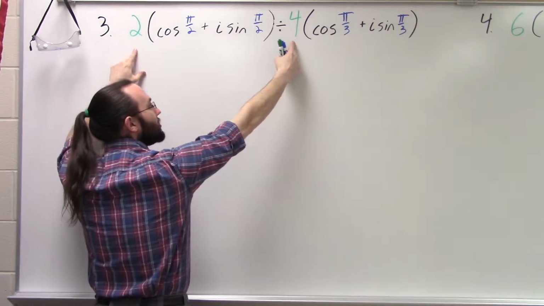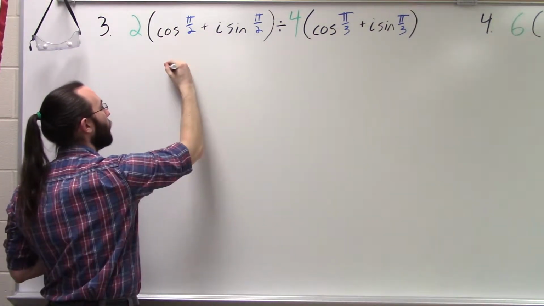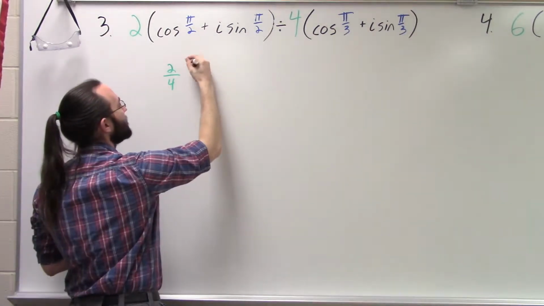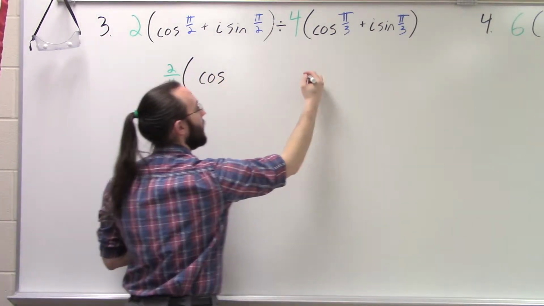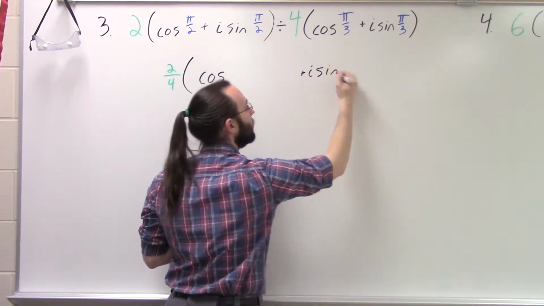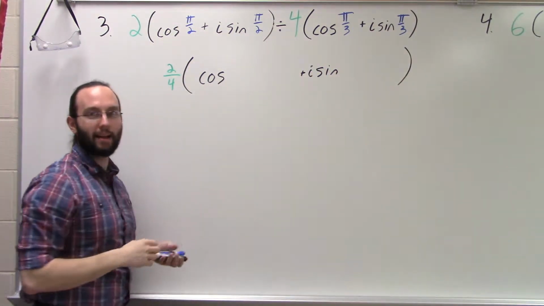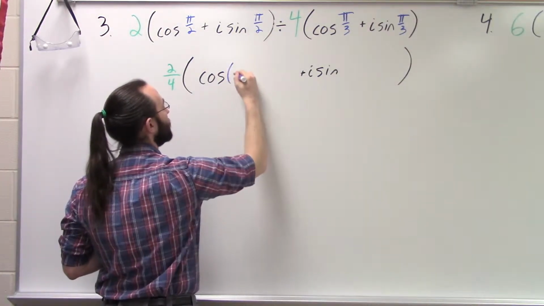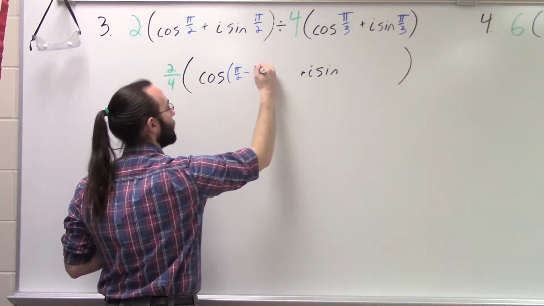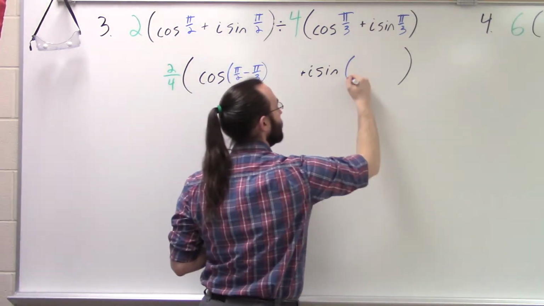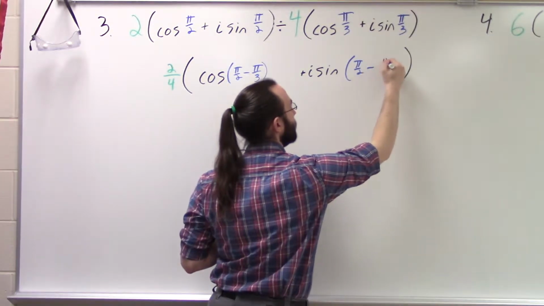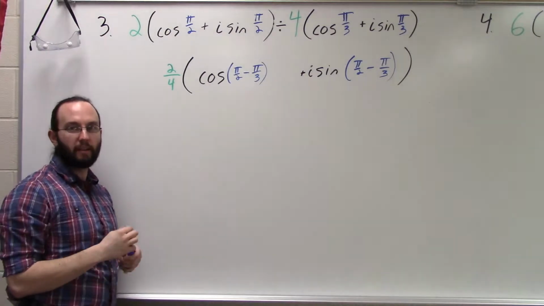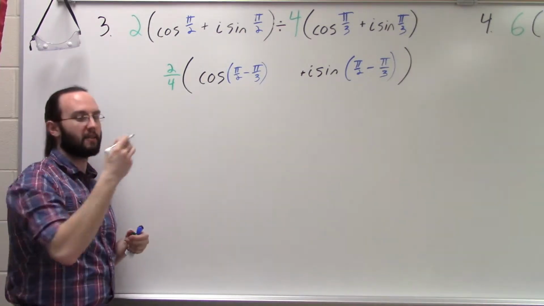So taking care of those moduli first, we're going to have 2 over 4. We'll go ahead and reduce that later. And then we still have our cosine and our I sine. But again, instead of adding those arguments together, now we're subtracting. So we're going to have pi over 2 minus pi over 3. So cleaning this up a bit, 2 over 4, that's the same as 1/2.